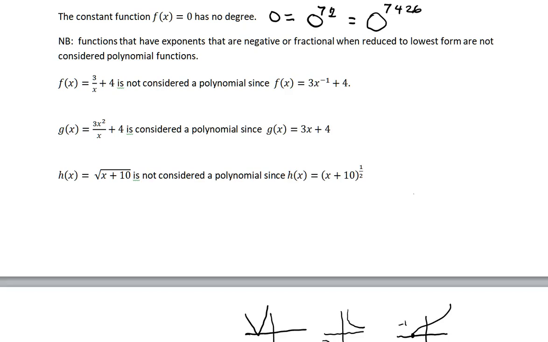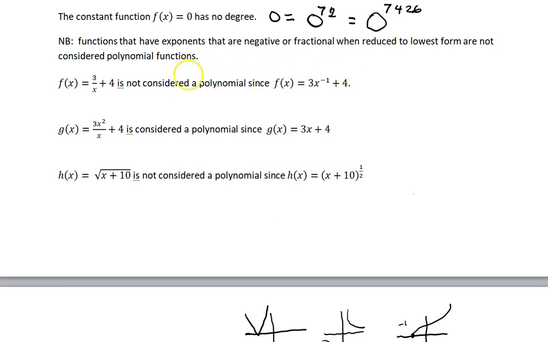Okay, this is 4.1 polynomials, and this is part 2. One thing that I wanted to make sure that we're real clear on is that functions that have negative or fractional exponents related to them are not considered polynomials. And if you stop and think about it, that's sort of a given since we're talking about whole numbers being the exponent. But I want to just highlight one little thing here.